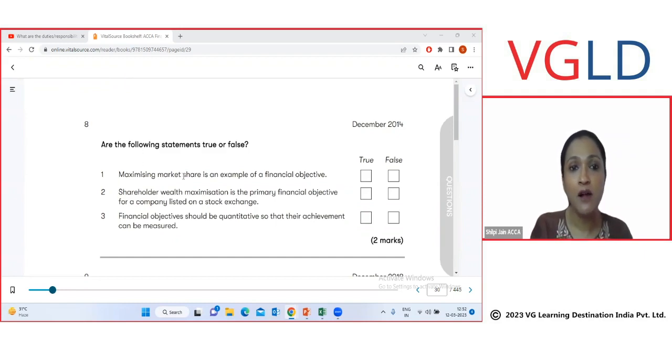Maximizing market share is an example of a financial objective. Is that a financial objective? That's definitely not a financial objective, right? So I would choose a false here. Shareholder wealth maximization is the primary financial objective. Yes, absolutely, it is for a company listed on the stock exchange. So that's a true. Financial objectives should be quantitative so that their achievement can obviously be measured as well. Yes, that is true as well. So I will also go in for a false and a true.